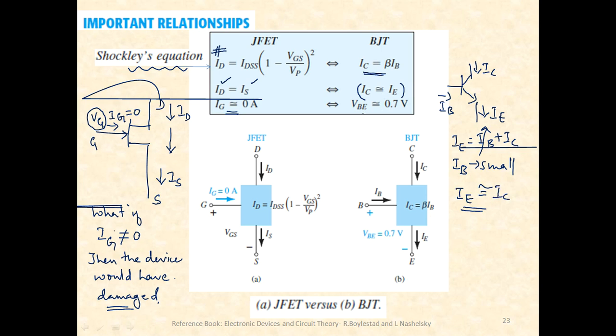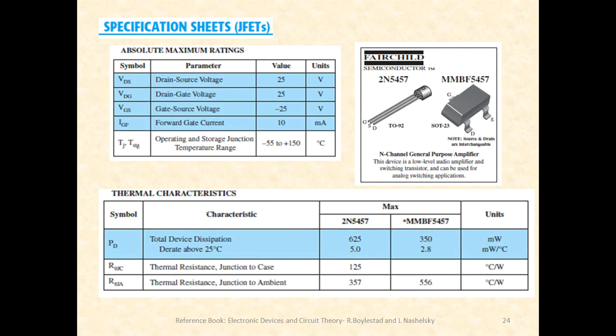Further, the base to emitter voltage in the case of a BJT is 0.7 volts, because it is a silicon diode. Fine. So I think these two diagrams explain a lot. You have the expressions and you also have the currents and the voltage polarities. So it's a nice way of representing or differentiating between a JFET and a BJT.